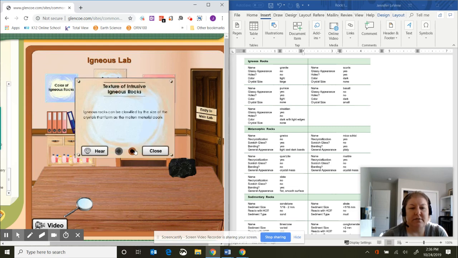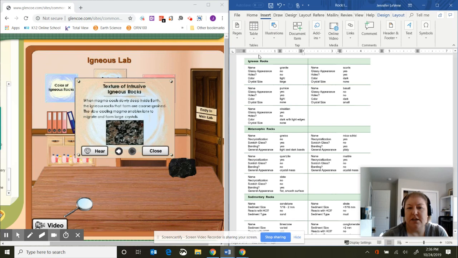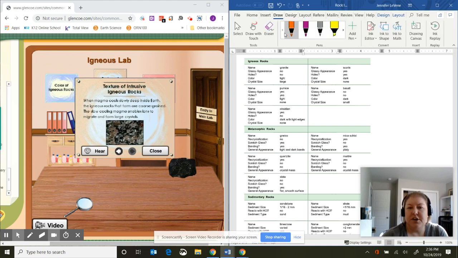The texture. Okay, so we can also tell by the type of crystals. So we know that there's no crystals. Okay, so we can go in here and we can cross some of these out. So if I was on here and I wanted to cross things out, I could go through and I could go, okay, it's not glassy. So no, not glassy. Glassy, no. Glassy, no.